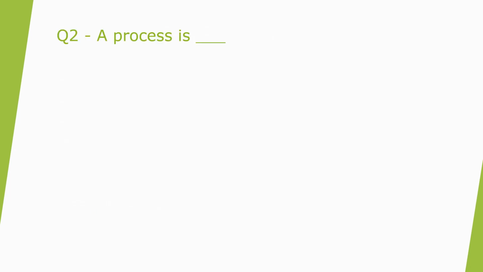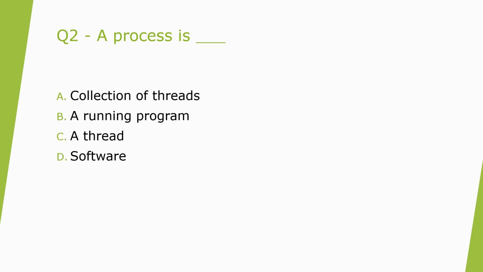Second question, a process is dash blank. So we have four options: A, collection of threads, B, a running program, C, a thread, D, software. So the answer is B, a running program. So a process is a running program.